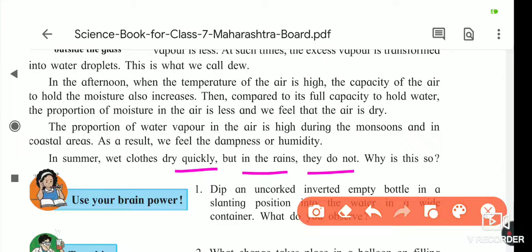In the rainy season, the water vapors are more in the air, so its capacity to absorb more water from the atmosphere is less as compared to summer. In summer there is more sunlight, and due to this it absorbs more and more water vapors from the wet clothes, and so clothes dry very fast as compared to the rainy season.